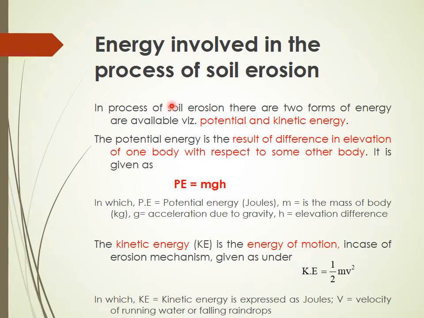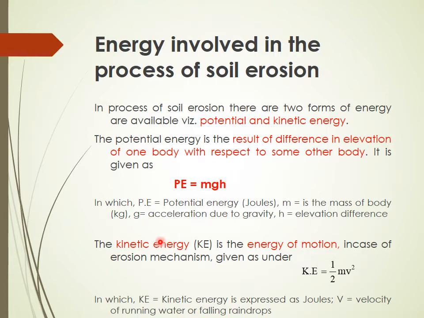Next, we will see the different energies involved in the soil erosion process. There are two kinds of energy: one is potential energy, another is kinetic energy. Potential energy is the result of the difference in elevation of one object with respect to another object. Suppose one object is here and another object is here. The difference in elevation between these two objects causes some energy difference. That is called potential energy. It depends upon mass, gravity, and the difference in elevation.